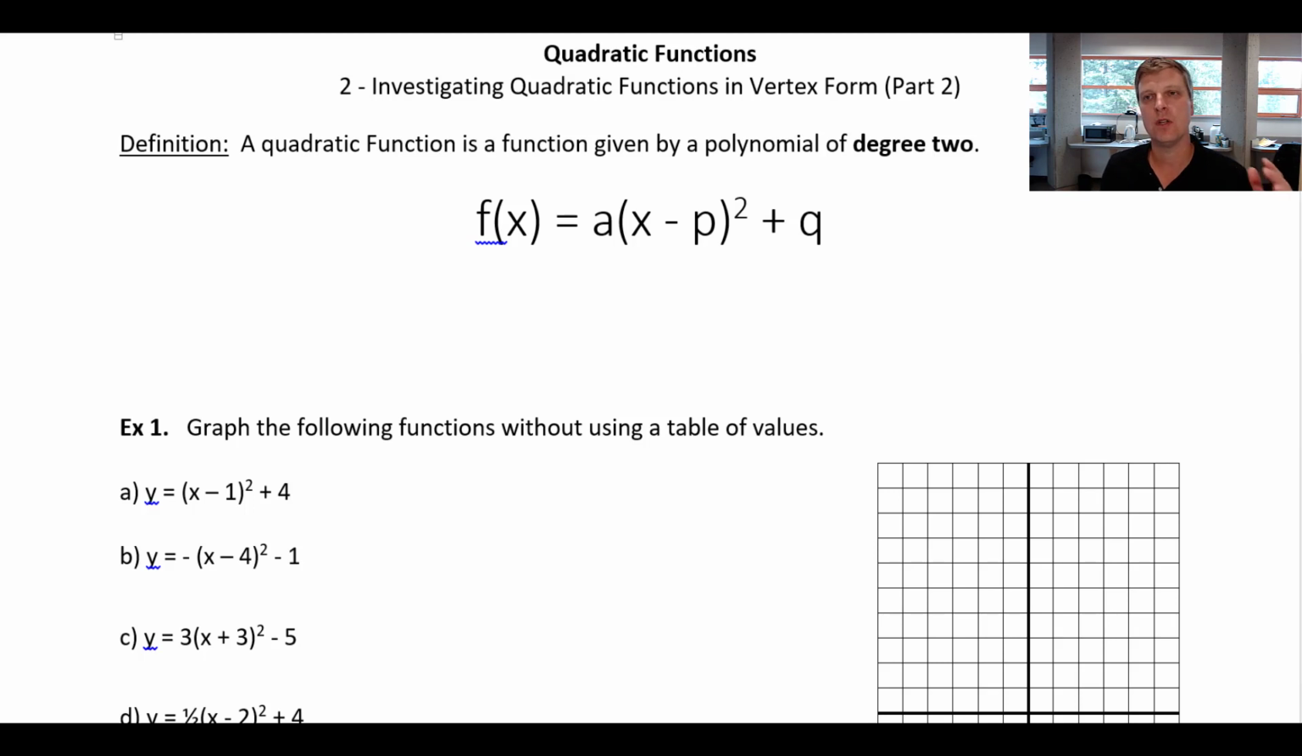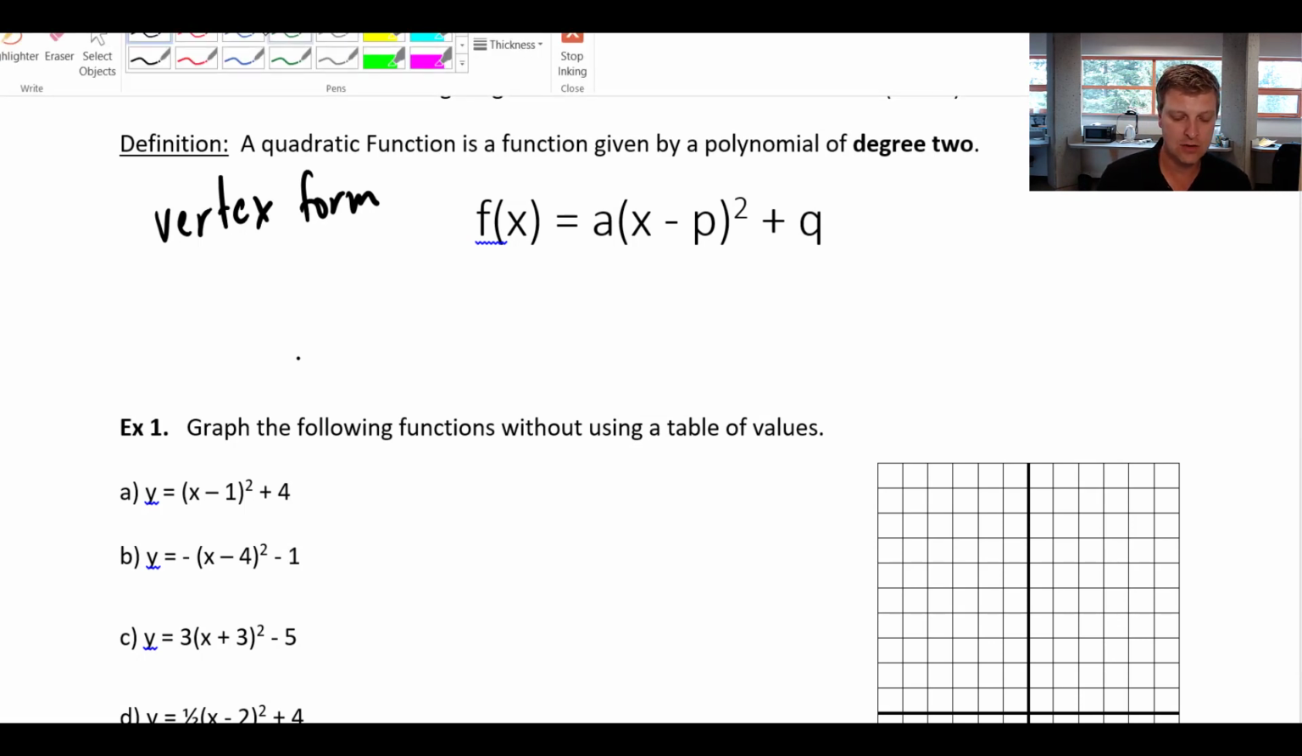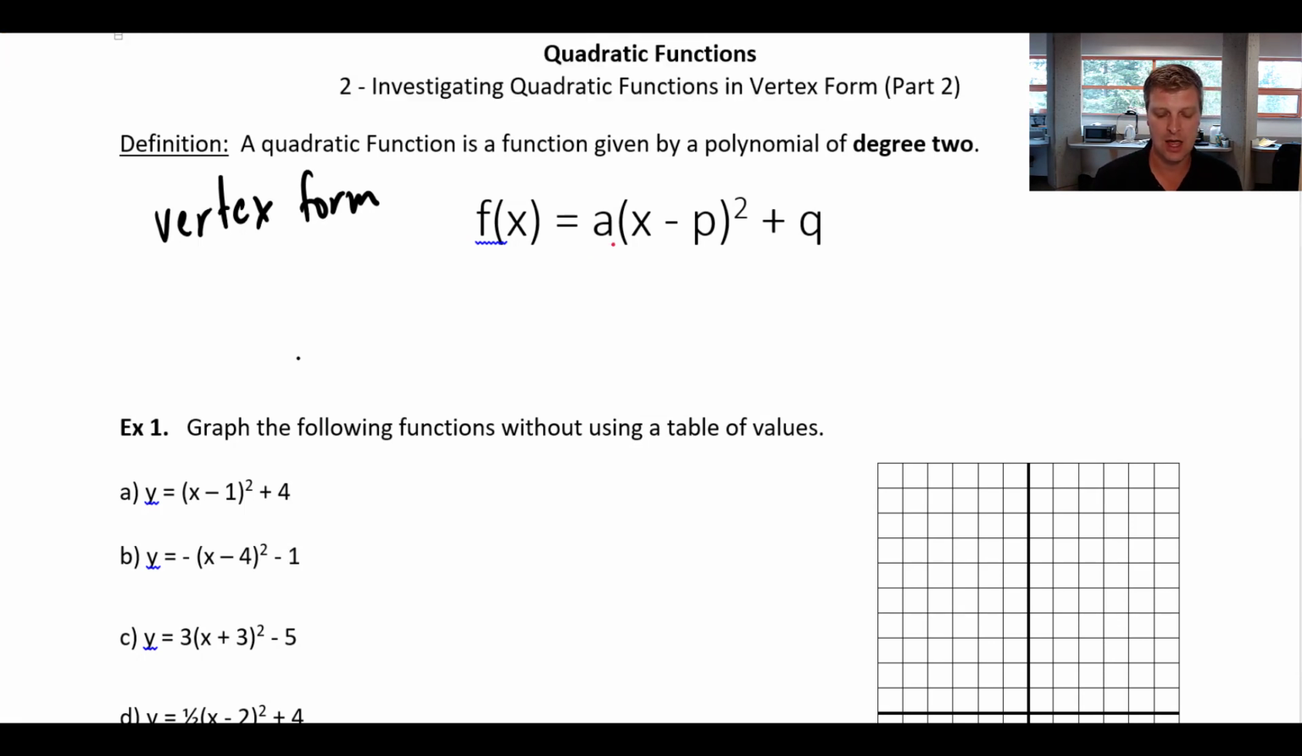Just a quick review: when we talk about quadratic functions, we're talking about any polynomial function that has a degree of 2, which is the highest value exponent is 2. And so we have this general form, one of the general forms, which we call vertex form, for writing our quadratic functions. We learned last day that each of these pieces, A, P, and Q, are going to have different effects on our overall function.